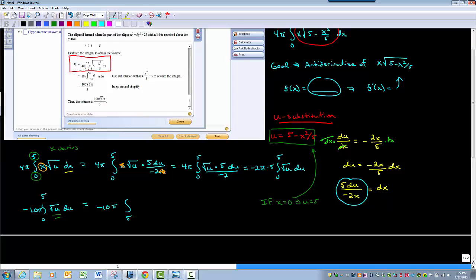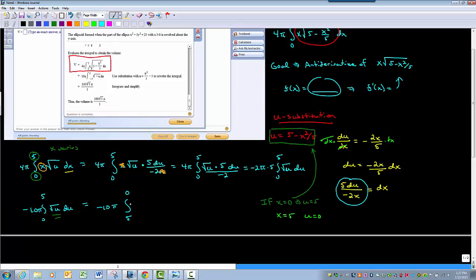Now let's take the 5 and plug it in to here. So if x were 5, what would u be? Well, this would be 5 squared, which is 25. 25 divided by 5 is 5. 5 minus 5 is 0. So my upper bound is 0. So we're going to go from 5 to 0.